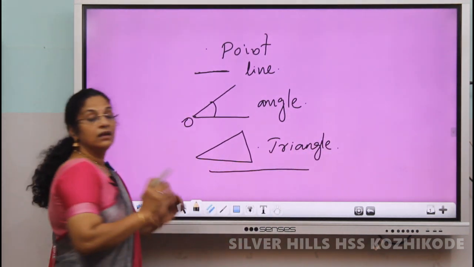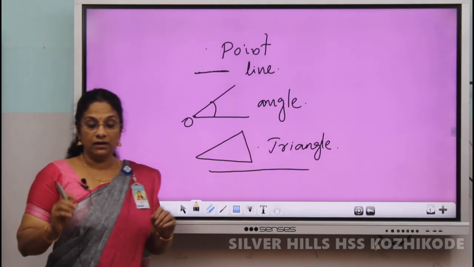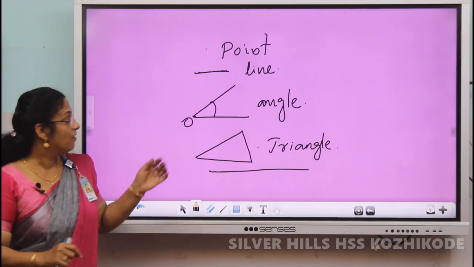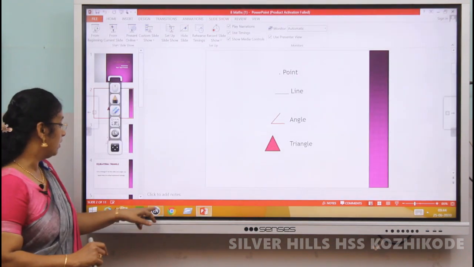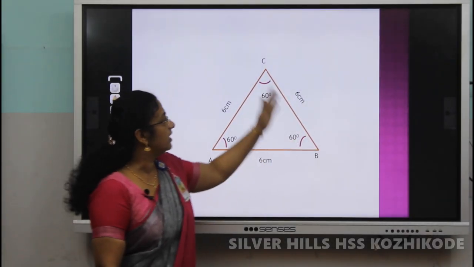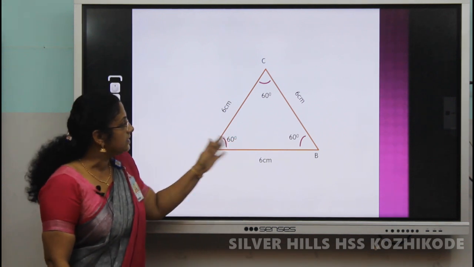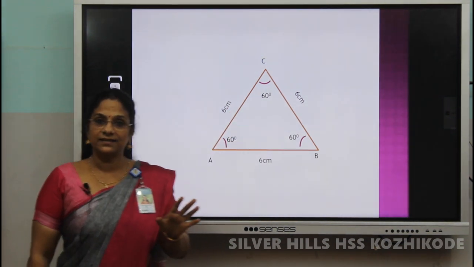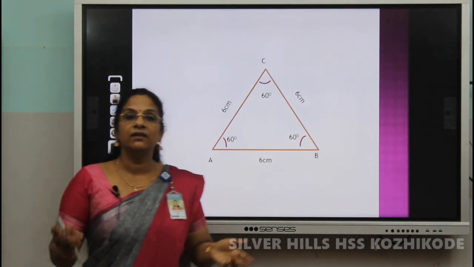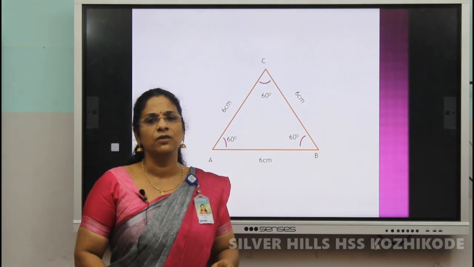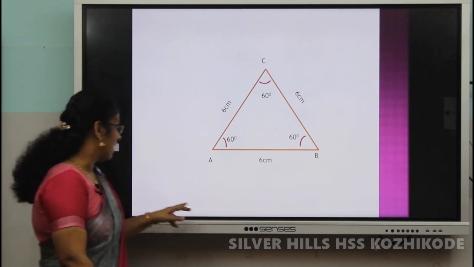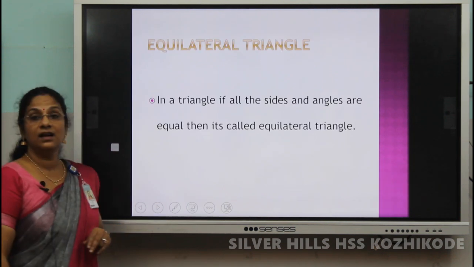See children, already we know what the different types of triangles are. Now we can once again discuss the different types of triangle. Look at the board. There is a triangle ABC. In this triangle ABC, all the sides are 6 centimeter and all the angles are 60 degree. Tell me children, what is the name of this triangle? Yes, this is an equilateral triangle.